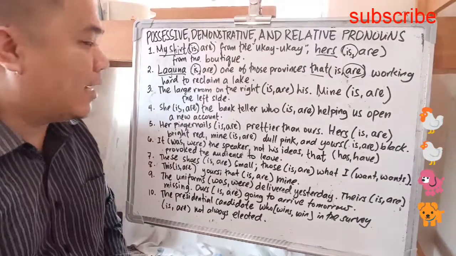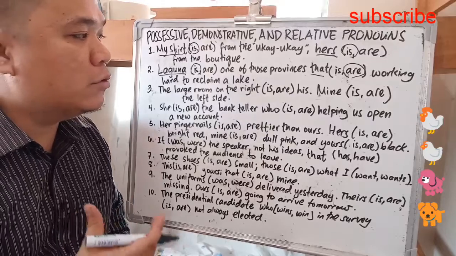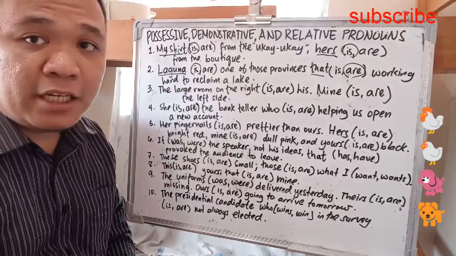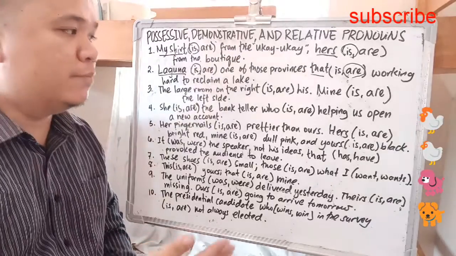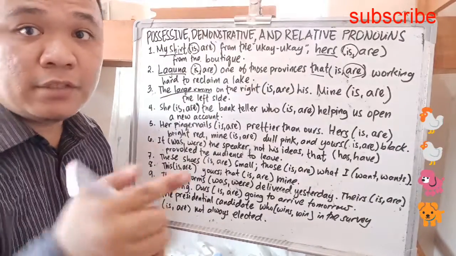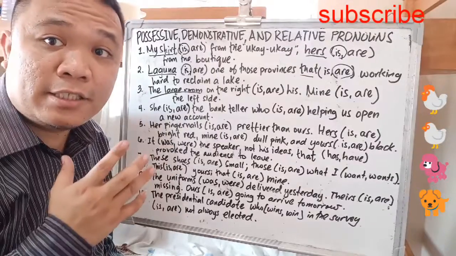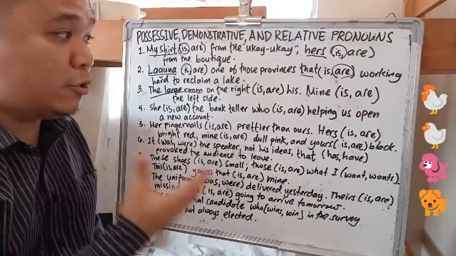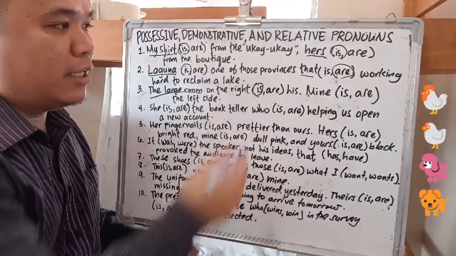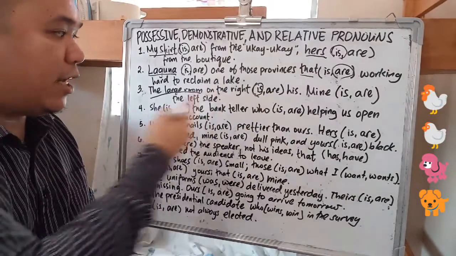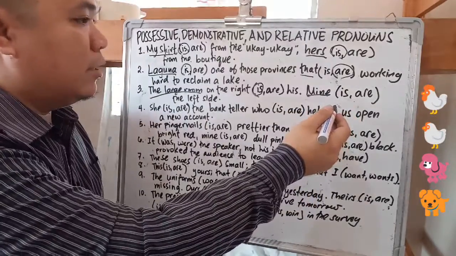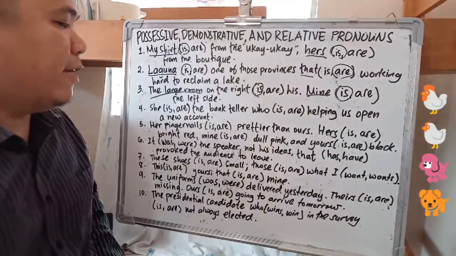Okay? Next, number 3. The large room on the right is/are his, mine is/are the left side. Now we're talking here about the large room. The large room is singular, so the subject here is the large room, and our verb is. So mine is still referring back to the large room, which is the left side.